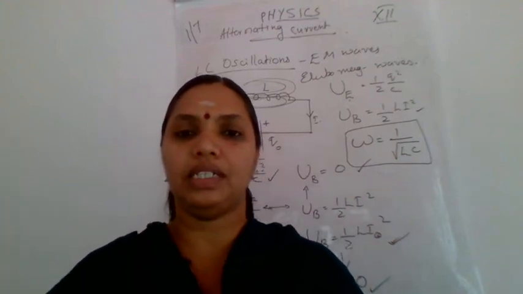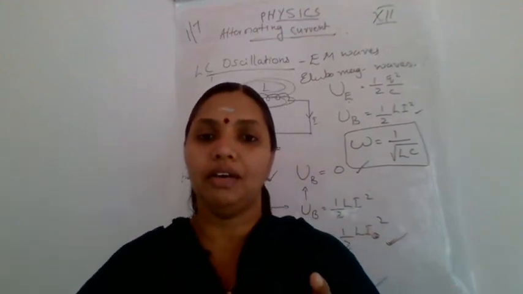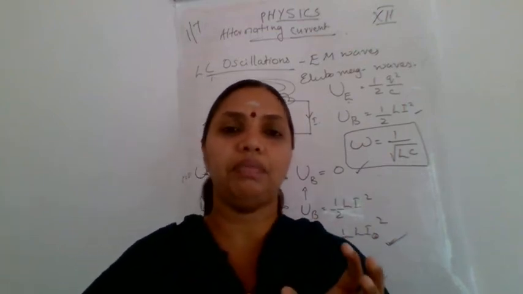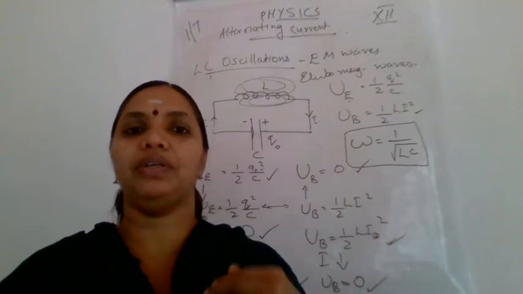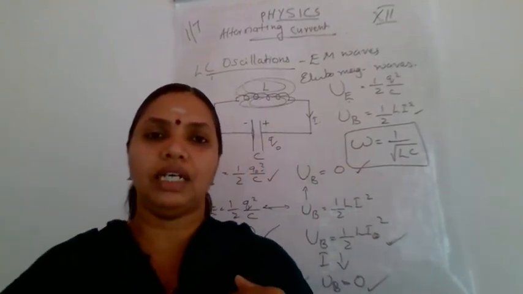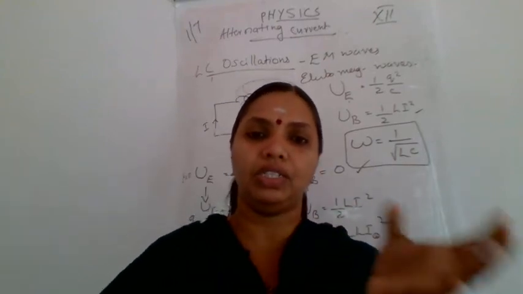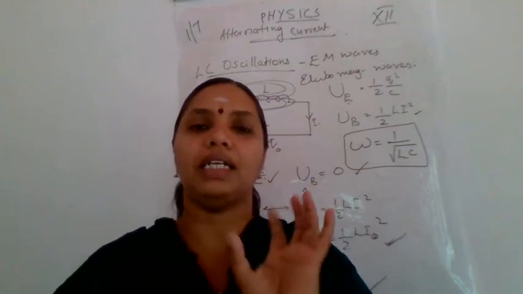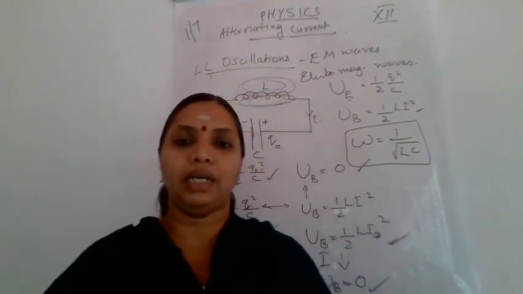This LC oscillations are damped oscillation, and this LC oscillations are the basic working principle of this TV, radio or the devices. That is where we are using this electromagnetic radiations. Okay, so that is about the qualitative description. That is the variation of electric energy to magnetic energy and magnetic energy to electric energy. Next we go for the mathematical treatment.